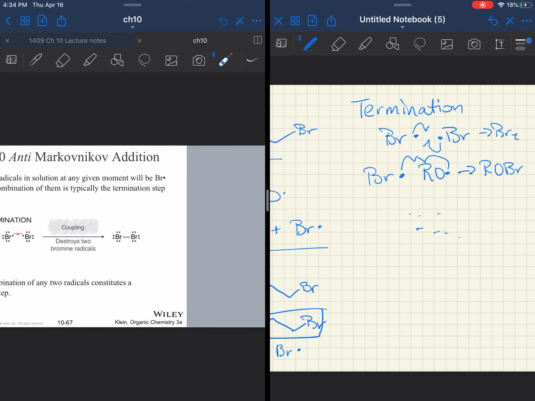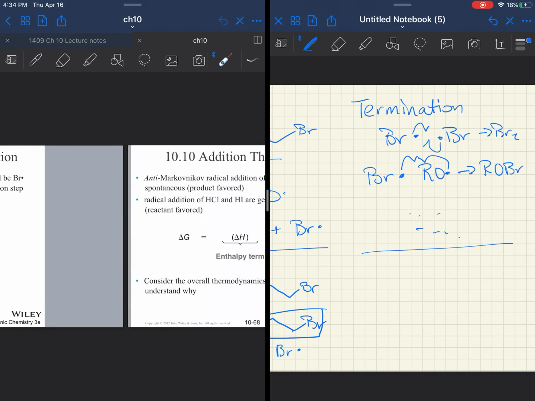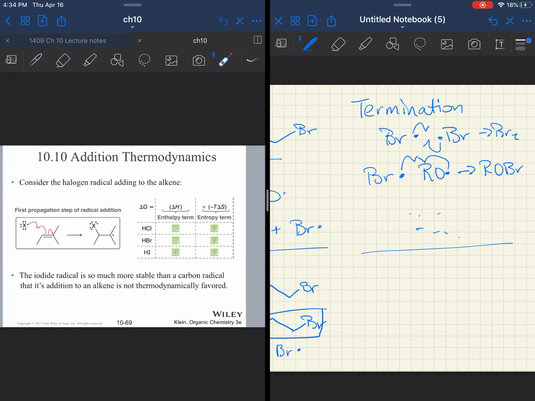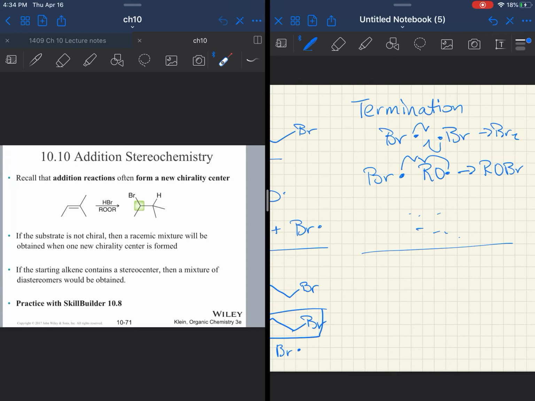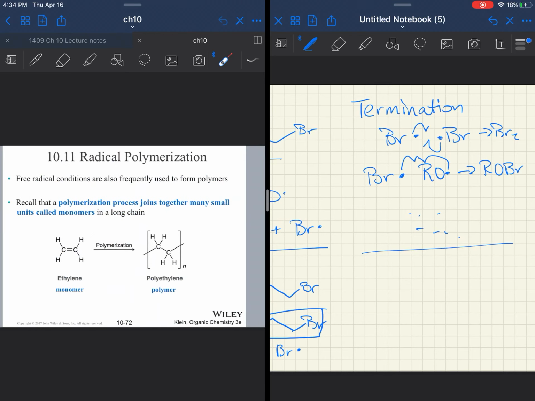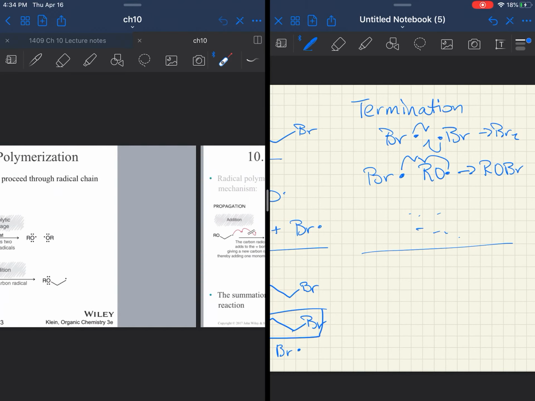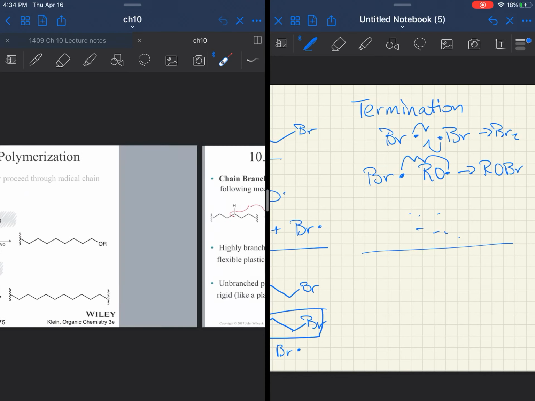And that is it. That's all from chapter 10 that I am going to expect you to know for this exam. You do not need to look at the thermodynamics, the stereochemistry, just that you can make multiples. We are going to skip polymerization.